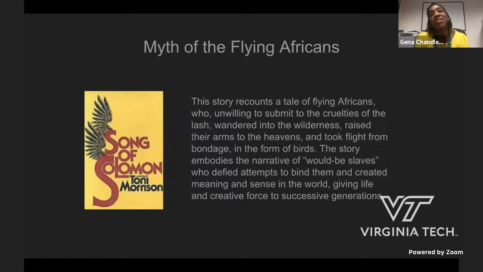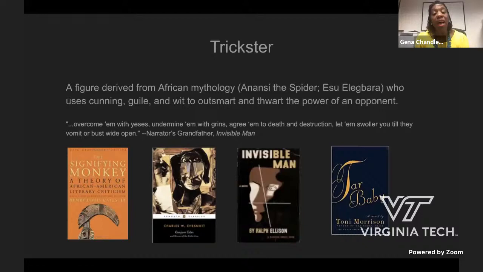The trickster figure, a figure derived from African mythology again, who uses cunning, guile, and wit to outsmart and to thwart the power of opponent. I love this quotation from Ralph Ellison's Invisible Man from the narrator's grandfather, who says you have to overcome him with yeses, undermine him with grins, agree him to death and destruction, let him swallow you till they vomit or bust wide open, but never submit.